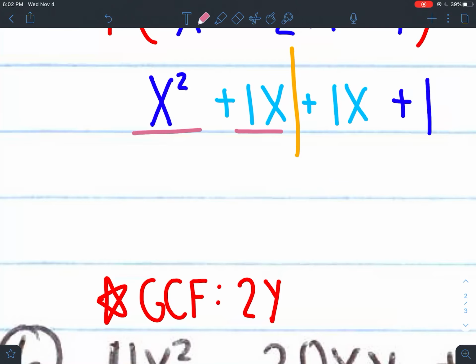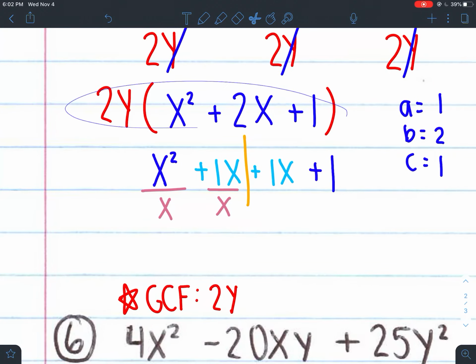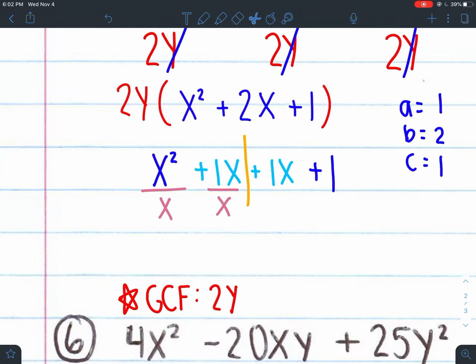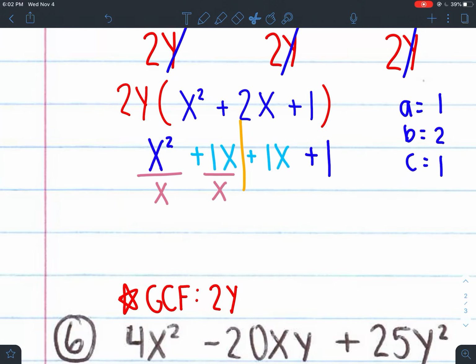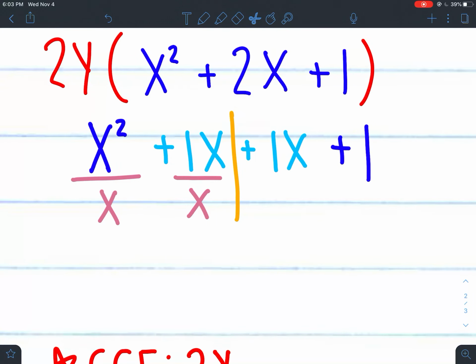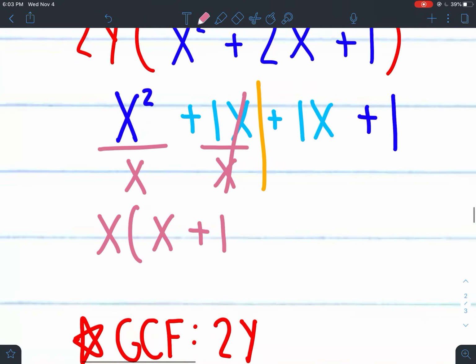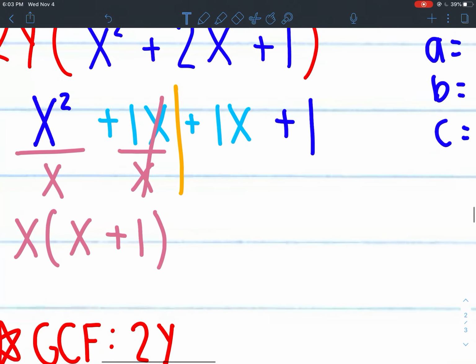So between your first 2 terms, your greatest common factor is a single x. All right, so your x is the largest thing you can take out. X squared divided by x is a single x, and then 1 is going to be positive 1 because 1 divided by 1 is 1, and then your x's cancel. So then you close your parentheses.